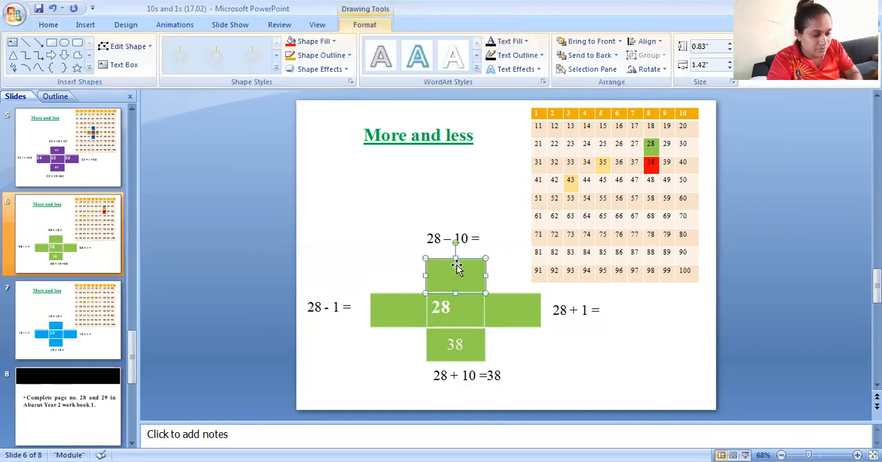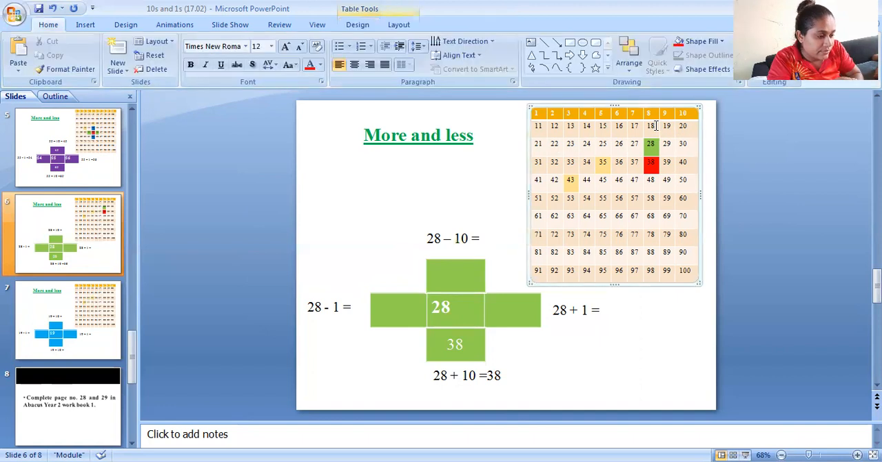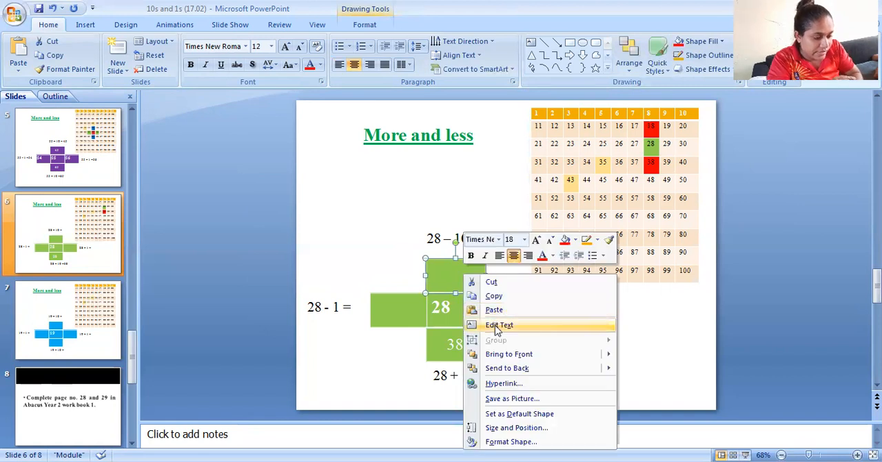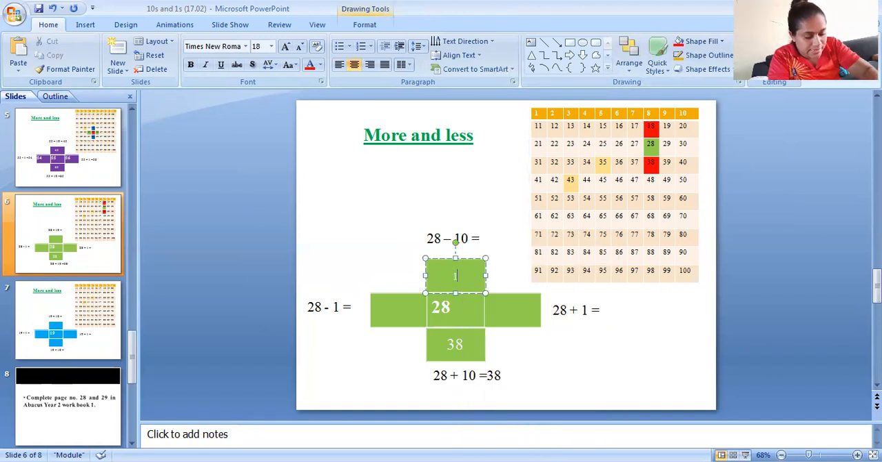And here I should find the number that is 10 less than 28. I have marked 28. To find the less number, we should count backward. Now here we should count 10 backward. 1, 2, 3, 4, 5, 6, 7, 8, 9, 10. What is the answer? It is 18. 18 is the number which is 10 less than 28.